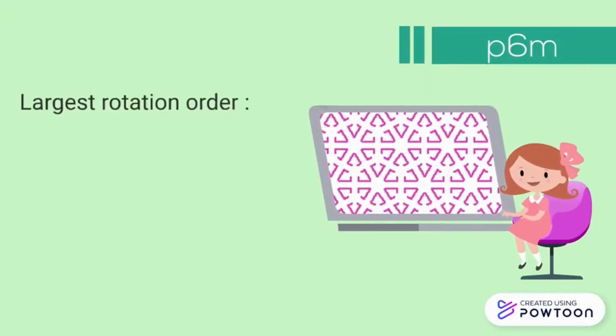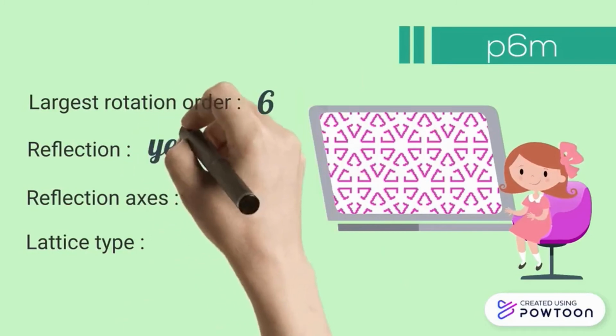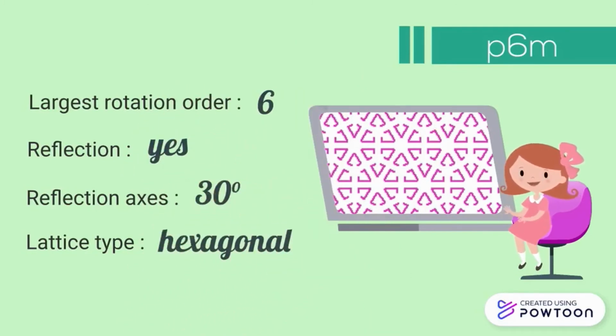The P6M group contains rotations of order 2, 3, and 6, as well as reflections. The axes of reflection all meet at the centers of rotation. At the centers of the order 6 rotations, 6 reflection axes meet and are inclined at 30 degrees to one another. Its lattice is hexagonal.